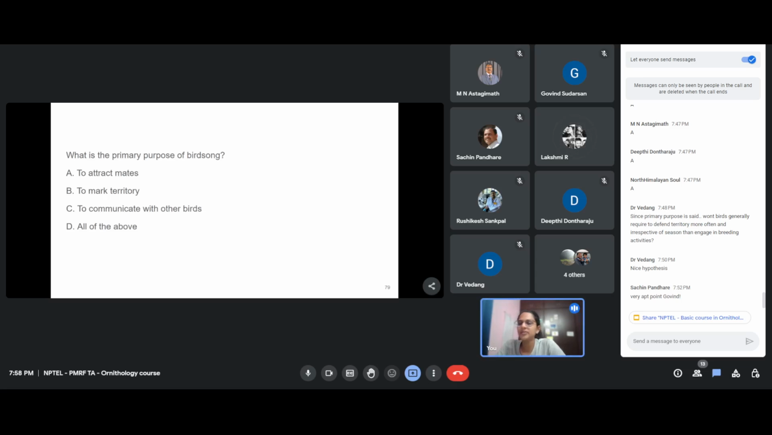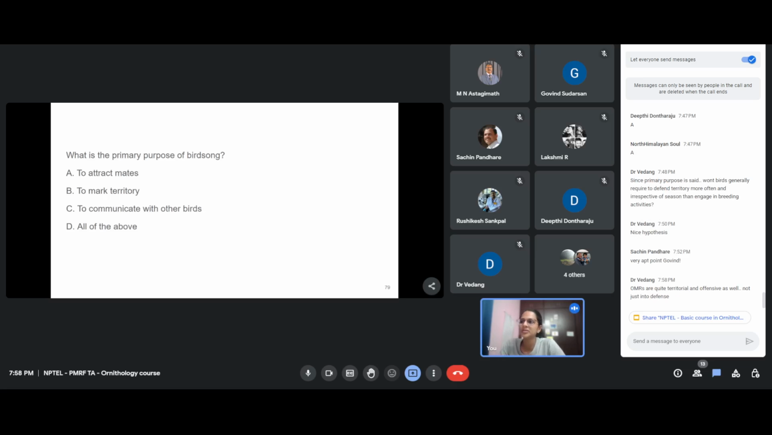Yes, sure. I mean, if you see that a bird is, but the thing is, you need to have probably marked individuals. So it's just easier if you know that it is that particular magpie robin and not any other magpie robin. Yeah, I got it, ma'am. Okay, Vedang says OMRs are quite territorial and offensive and they're not just into defense. Okay, sure. Yeah, some other behavioral tips coming up.